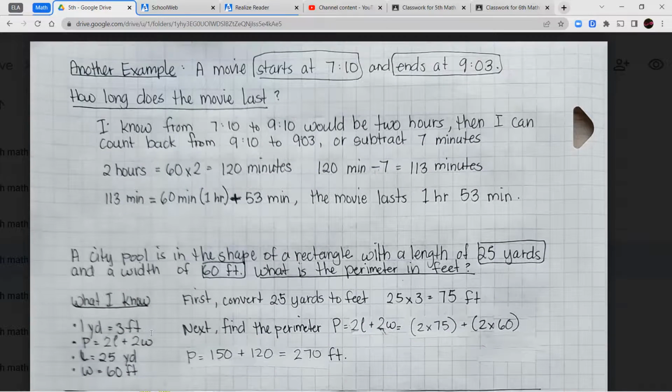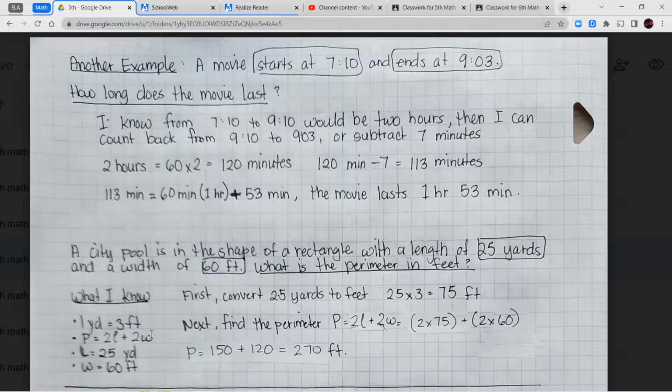Let's take a look at another example. A movie starts at 7:10 and ends at 9:03. How long does the movie last? Well, I know if I'm going from 7:10 until 9:10, that's 2 hours. So from 7 to 8 and then 8 to 9, that's 2 hours. So now that I've gotten to 9:10, I can count back from 9:10 to 9:03.